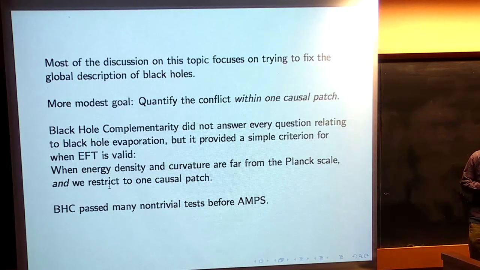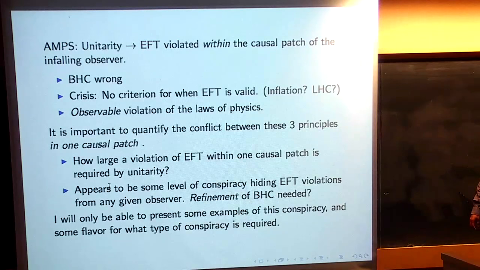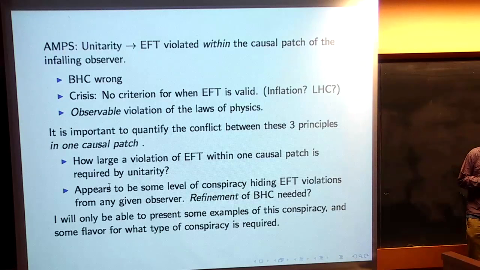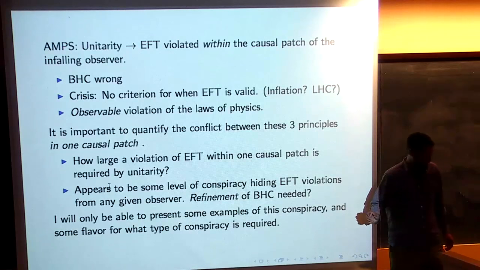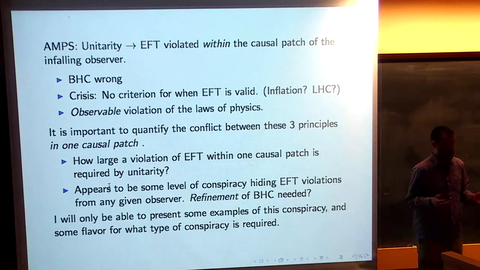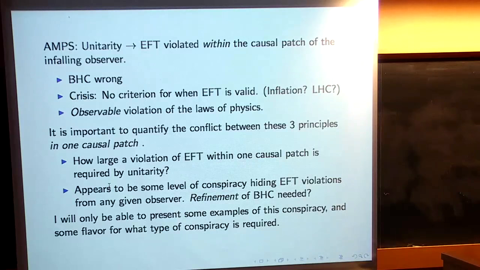Black hole complementarity passed many non-trivial tests until the AMPS paper a couple of years ago. What AMPS told us is that if we want to have unitarity in black hole evaporation, effective field theory has to be violated within a single causal patch, within the causal patch of an observer who falls into an old black hole. This had several very important consequences. One of them is that if unitarity is correct, then black hole complementarity must be wrong. We have to have a correction to effective field theory in the infalling causal patch, in a region of low curvature. It also creates a more general crisis because it leaves us without a criterion for when effective field theory is valid. And why should it be valid when we describe inflation or at the LHC?